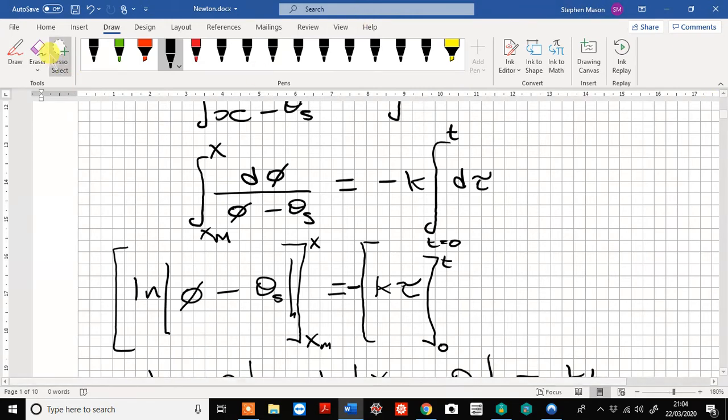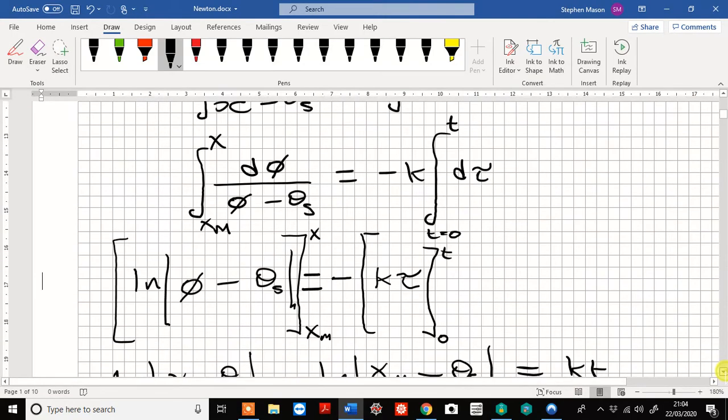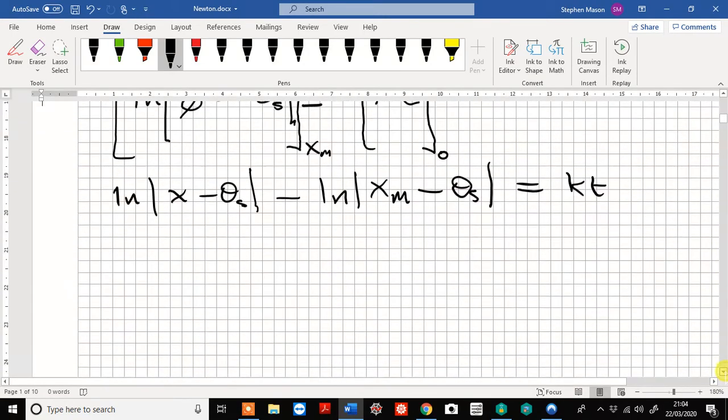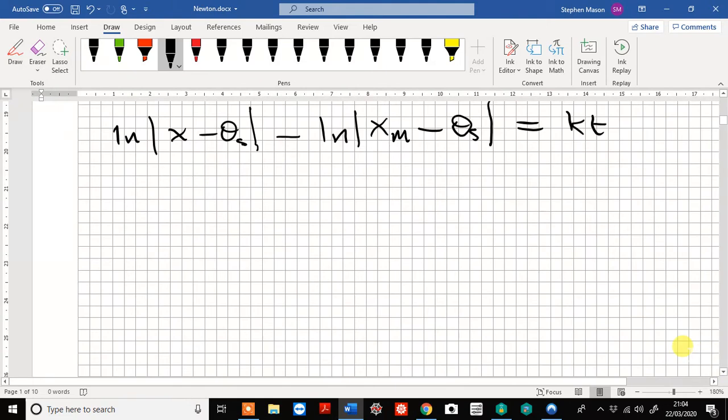So let me just erase that, and equals, oops, pressing the wrong button there. Right, okay. You've got to watch me. I do make these mistakes. So there's a minus sign there.